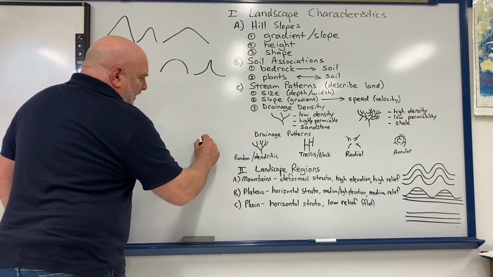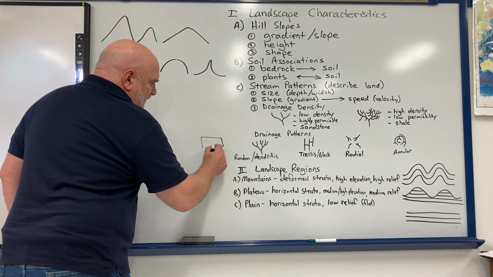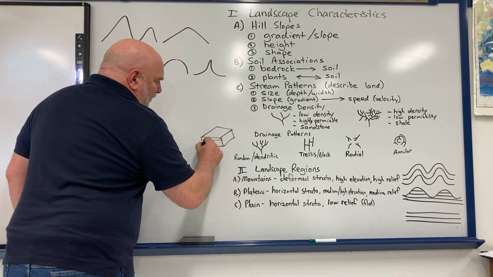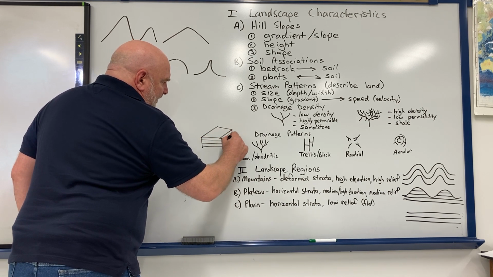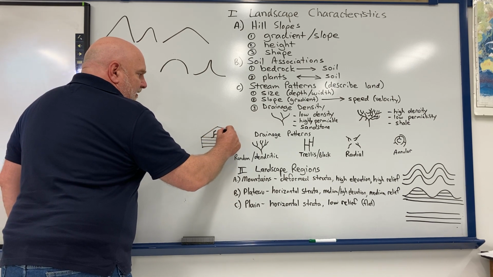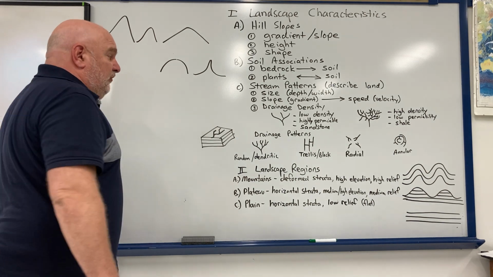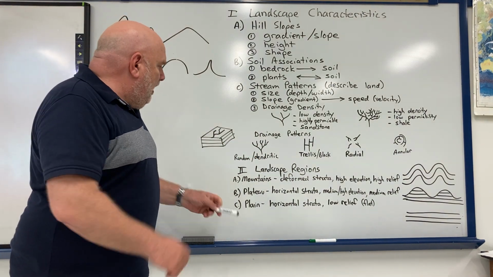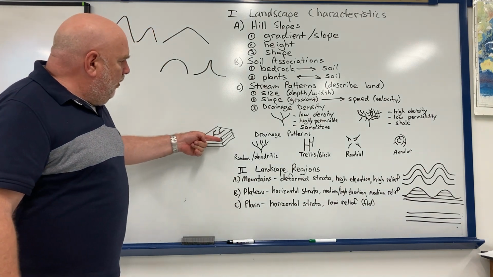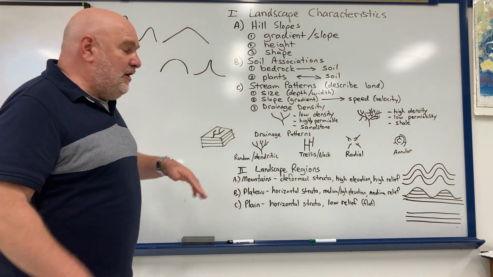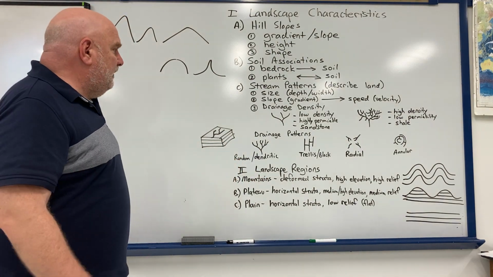So if I had an area and all the bedrock layers were flat and the land was kind of flat, I'd get the kind of drainage that looks like a tree. So a dendritic pattern is the one that looks like a tree. That's usually the result of horizontal rock layers. So when I see that kind of drainage pattern, I know the rock layers are probably flat.